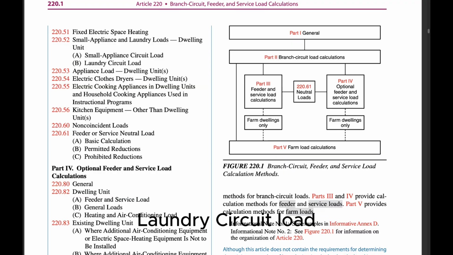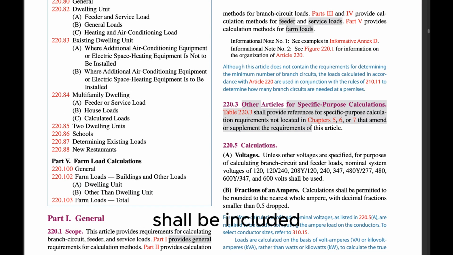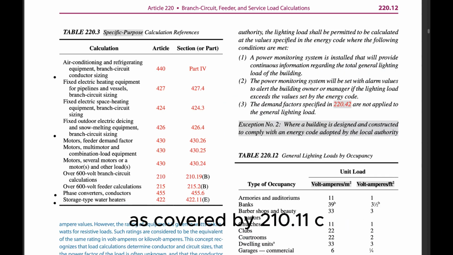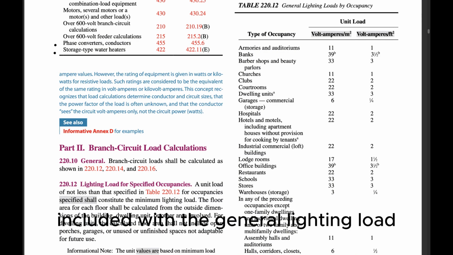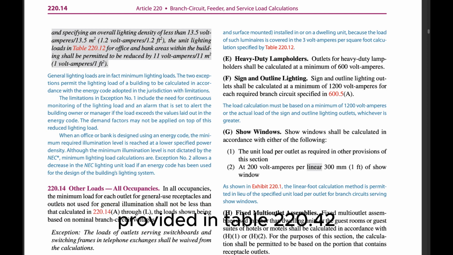B. Laundry circuit load. A load of not less than 1,500 volt-amperes shall be included for each 2-wire laundry branch circuit installed as covered by 210.11(C)(2). This load shall be permitted to be included with the general lighting load and shall be subjected to the demand factors provided in Table 220.42.